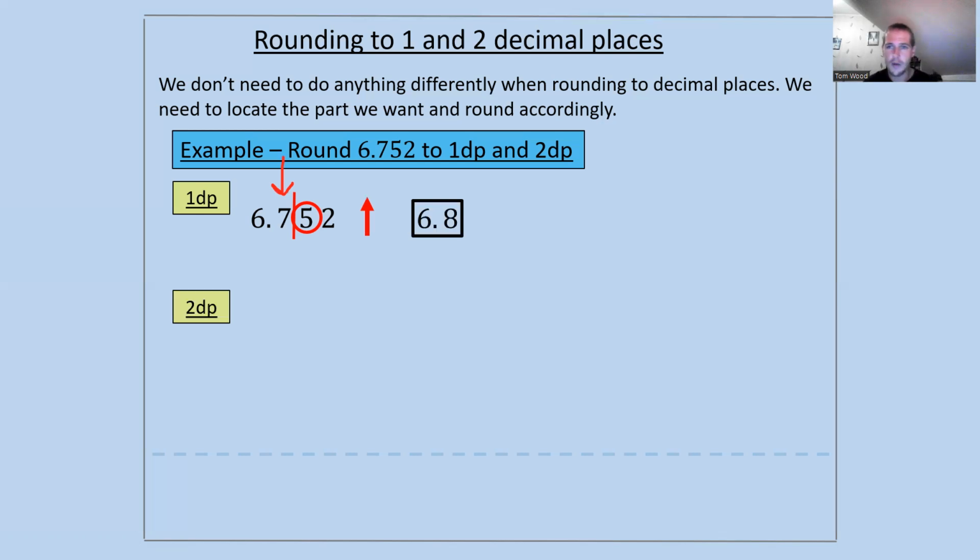Same type of question. If I was rounding to 2 decimal places, I do the exact same thing. I just look there and I go, well, where is the second decimal place? It's there. It's the 5. The 5 is the second decimal place. I look at the one number next to it, which in this case is a 2. Does that 2 make the 5 round up or stay the same? In this case, it's going to stay the same there.